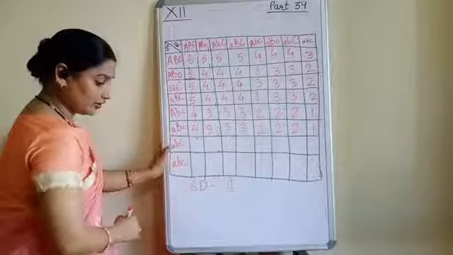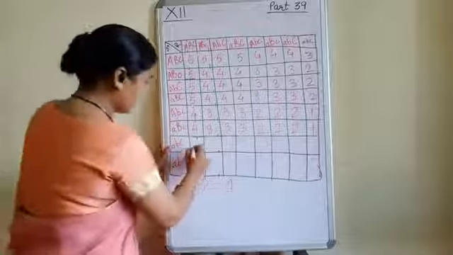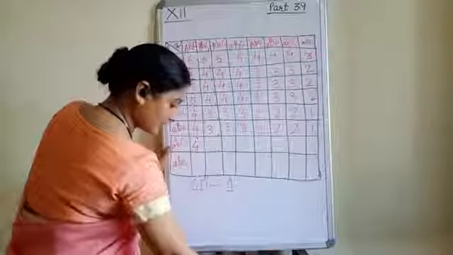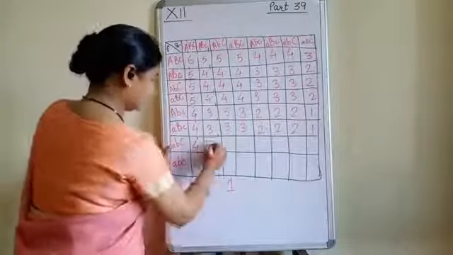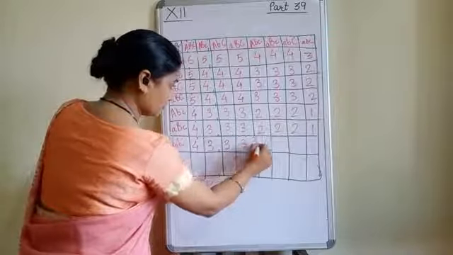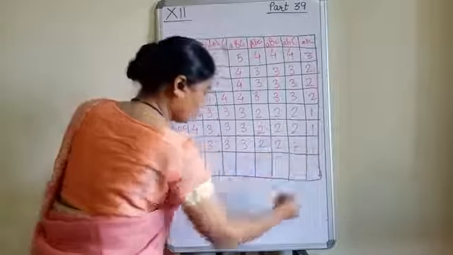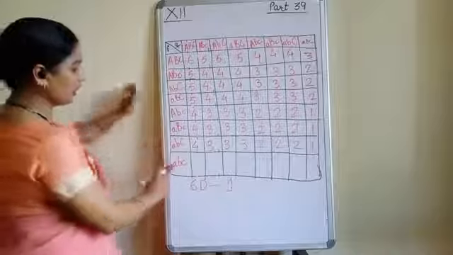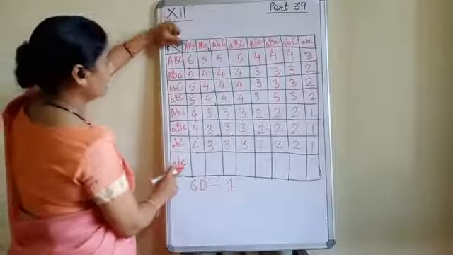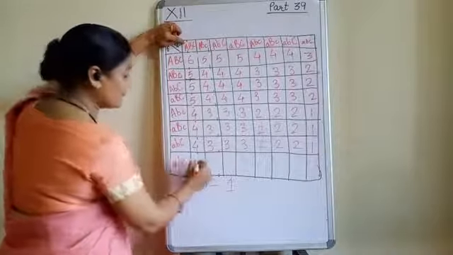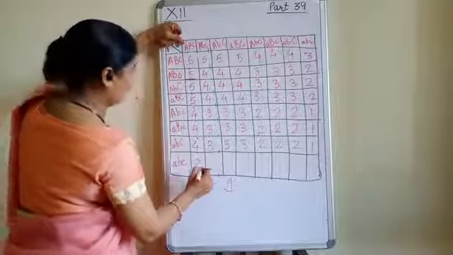Come to this side also. Here again you will get 4. Then 3, 3, 3. Cross will be same. 2, 2, 2 and 1. Now come to last. All are recessive. All are dominant. So it will be 3.